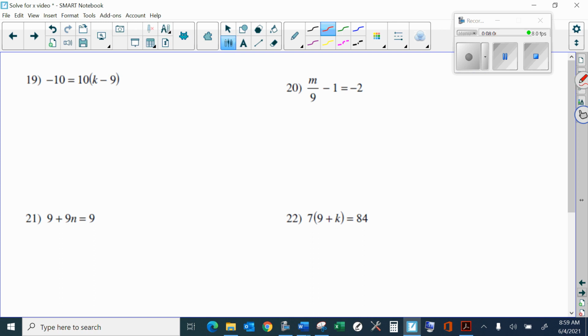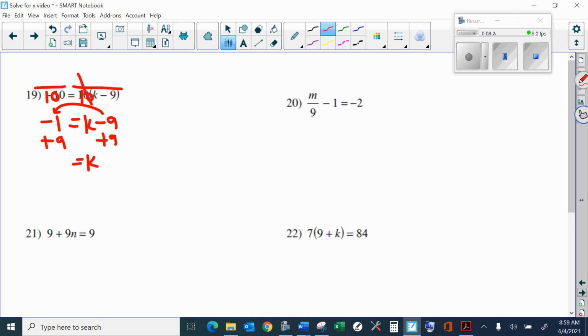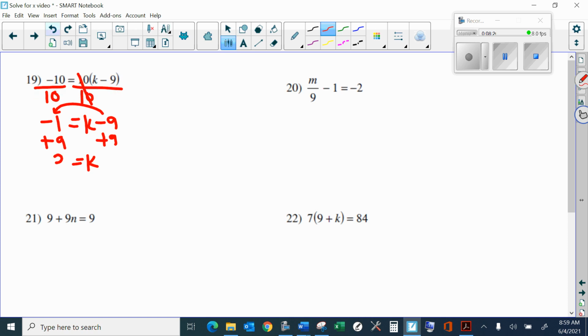Let's look over here. Another one just like that, number 19 here. I see 10 divides by each. So now I'm just left with k minus 9 equals negative 1. Opposite of negative 9 is plus 9. So I add it across. K equals 8. 9 minus 1 is 8. Okay.